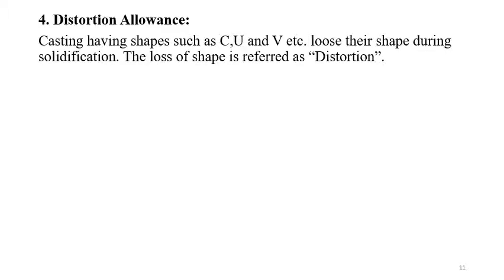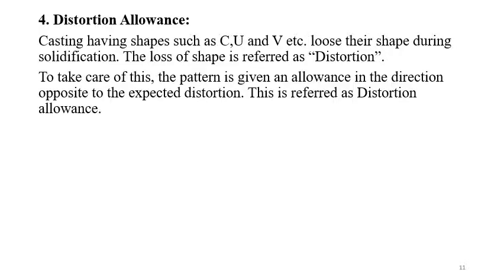Next, the fourth one, distortion allowance. Castings having a shape such as C shape, U shape or V shape can lose their shape during solidification. The C shape is required, but at the time of solidification you can lose the shape of the C, U or V. This loss of shape is referred to as distortion.